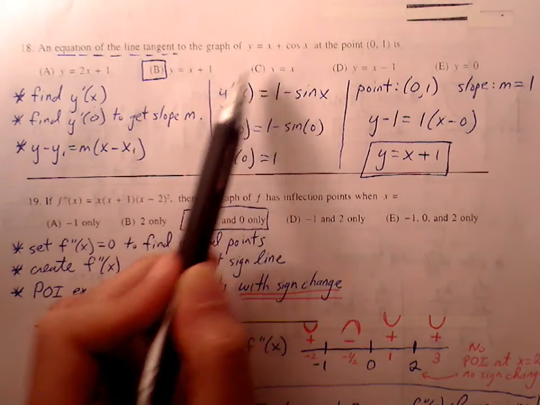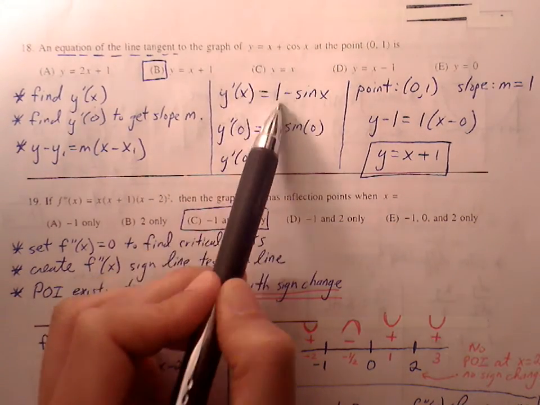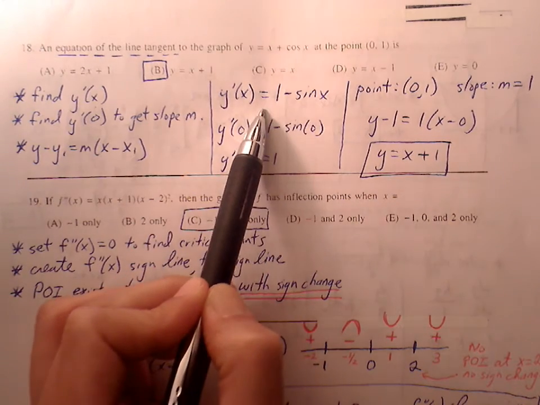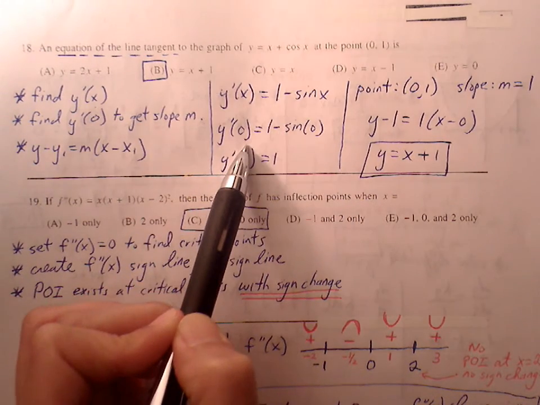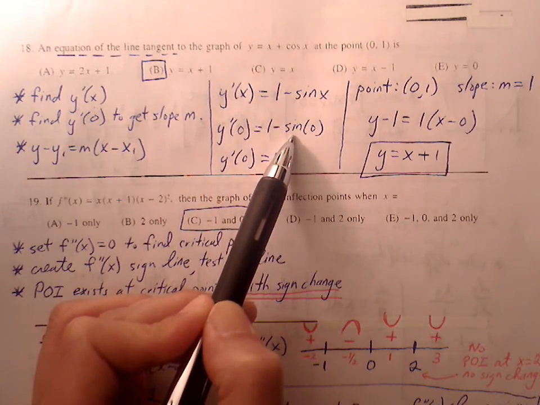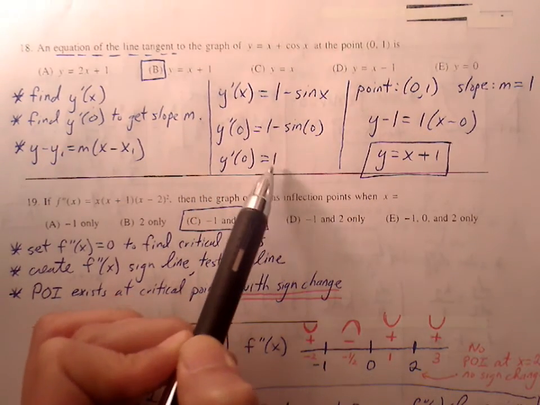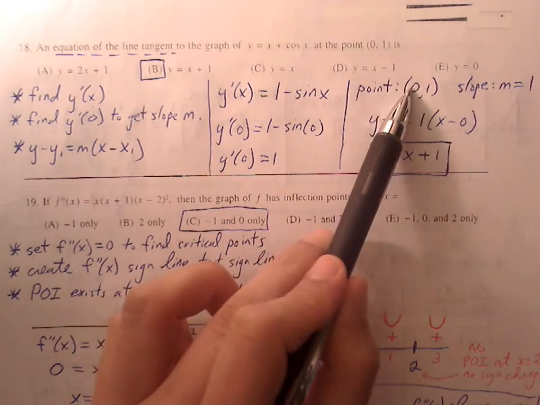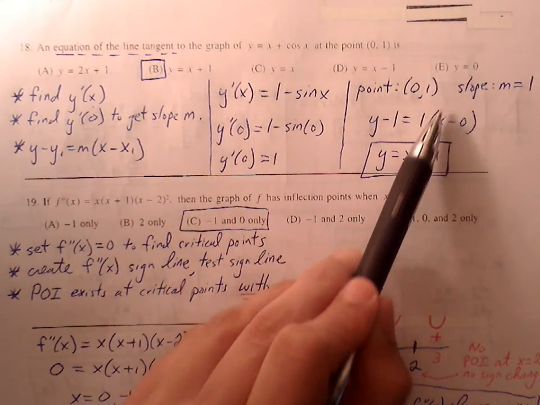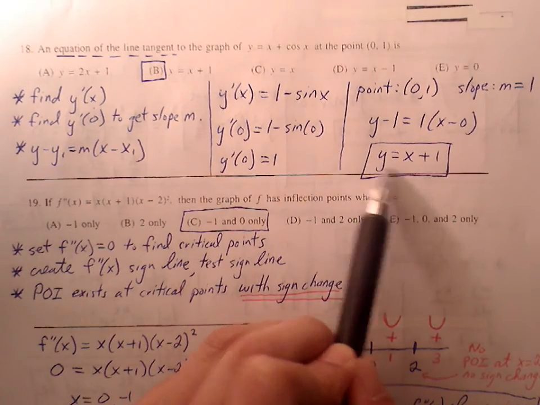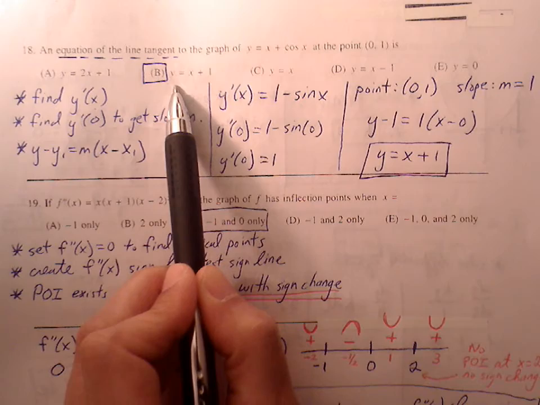So to find the derivative, go through power rule: x becomes 1, cosine becomes negative sine of x. Once we have our derivative formula, we can plug 0 in to get our slope. So 0 plugs in for x. Sine of 0 is 0. 1 minus 0 is 1. There's our slope. The ordered pair is provided for us at 0, 1. So once we have our ordered pair and our slope, we use point slope form, and then rearrange it, solving for y so that we can easily match our answer choice.